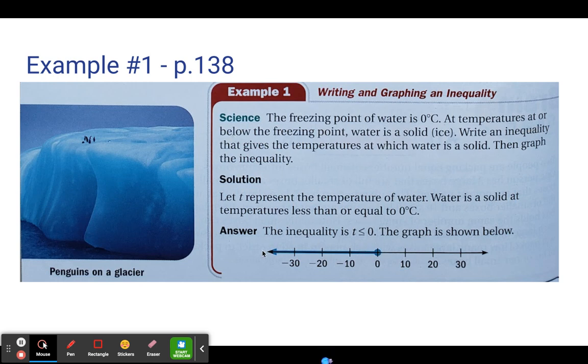And then here's the graph. We just have smaller numbers on the left, larger numbers on the right. You could have done -1, -2, -3, and then 1, 2, 3, or -100, -200, -300. Doesn't really matter how you label your graph as long as it is consistent. And so we color in that dot there and then color everything to the left.